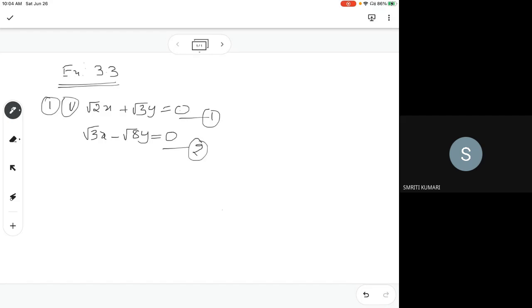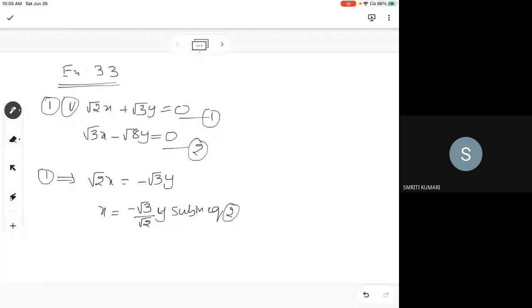From equation number 1, you write root 2x is equal to minus root 3y. From this, x is equal to minus root 3 by root 2 y. This you have to substitute in equation number 2. Then equation number 2 will be transformed to root 3 in the place of x, minus root 3 by root 2 y, minus root 8y is equal to 0.